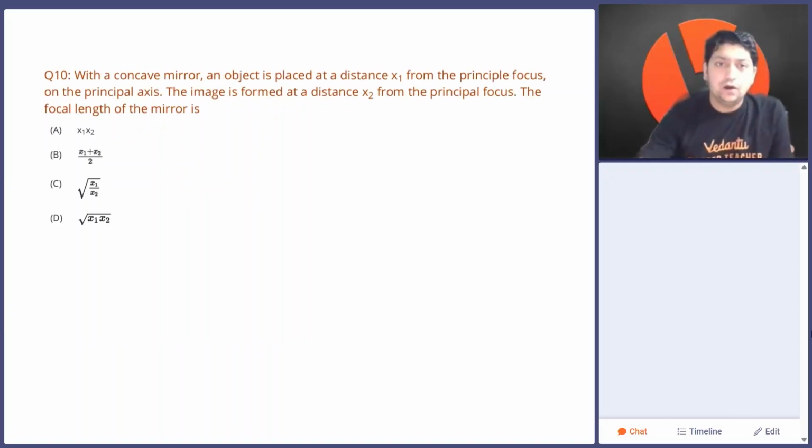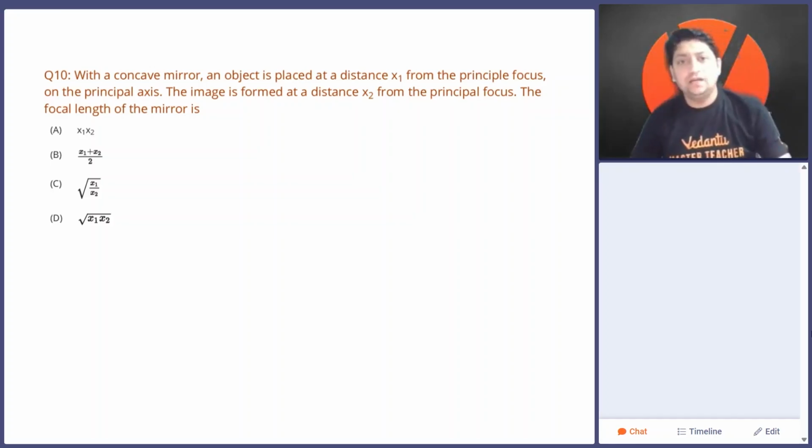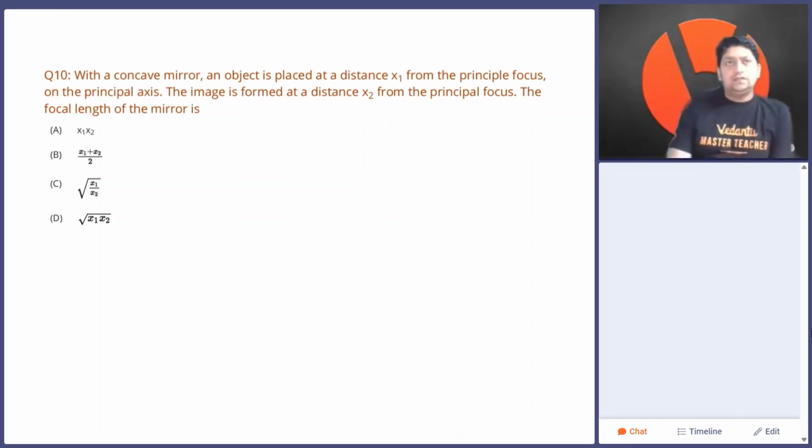Next question: with a concave mirror, an object is placed at a distance x1 from the principal focus on the principal axis. The image is formed at a distance x2 from the principal focus. It is the case of concave mirror. We need to figure out the focal length of the mirror. Okay, that's fine. It is a concave mirror, right? So focal length we need to figure out.